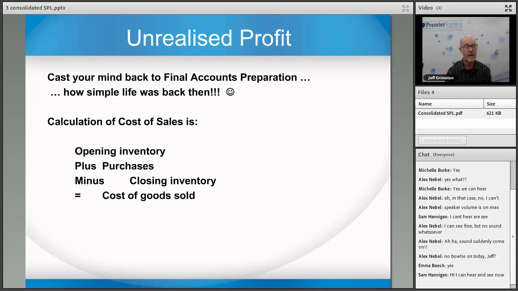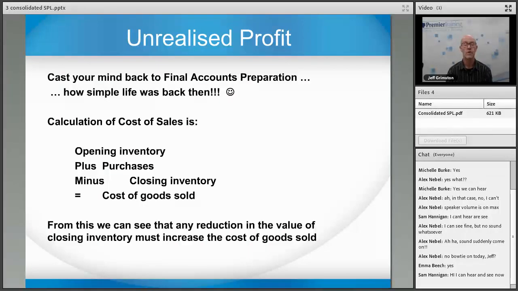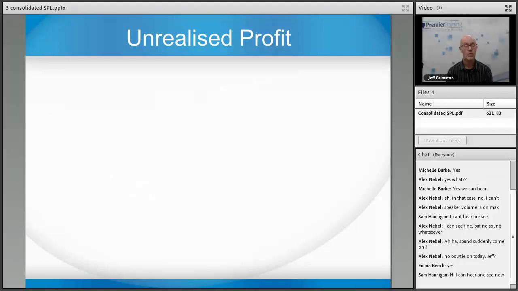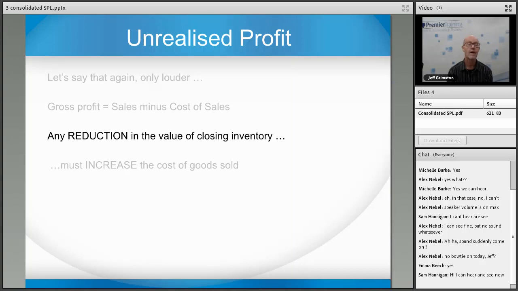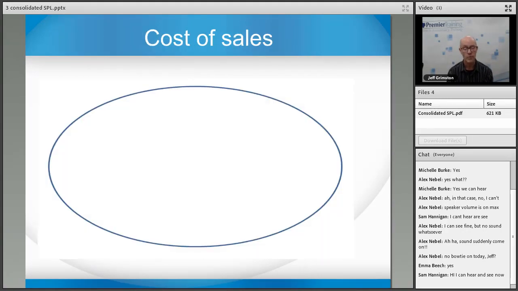So we actually subtract closing inventory to get cost of goods sold, which means if closing inventory goes down in value, that has to mean that cost of sales will increase because you are subtracting a lower amount. Say that again. Any reduction in the value of closing inventory must increase the cost of goods sold. Any reduction leads to an increase.